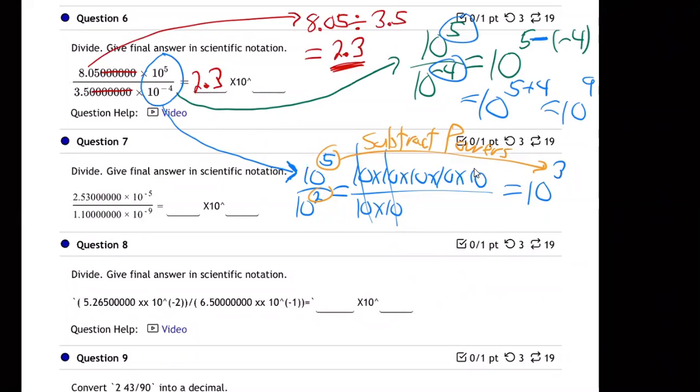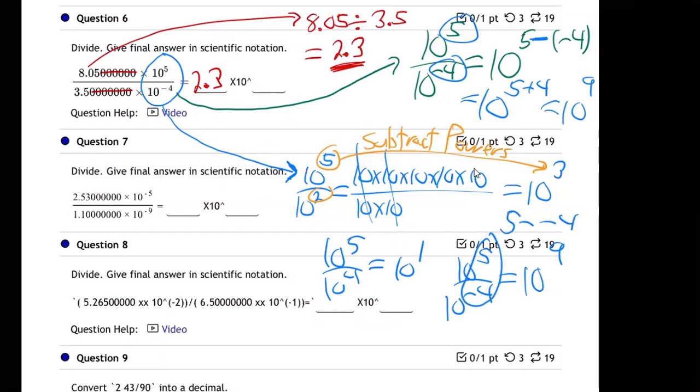Everybody see that? It's a really common mistake to make, to accidentally forget that you're subtracting a negative, so you're actually going to add. If it was 10 to the 5 over 10 to the regular 4, that would be 10 to the 1. But if you have 10 to the 5 over 10 to the -4, that's going to come out 10 to the 9th. See the difference? In this case, you're subtracting a -4, 5 minus -4, whereas here it's just 5 minus 4. So watch out for that. Really easy mistake to make.